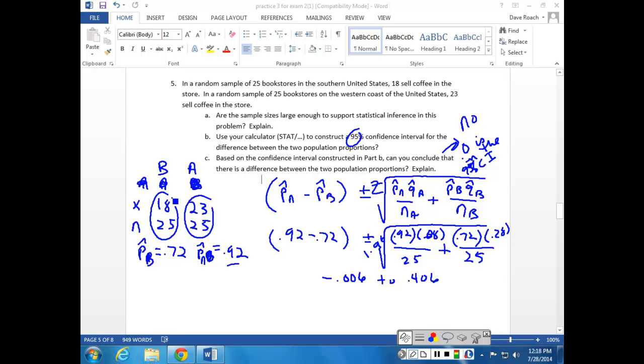And the proportion ones are quite nice on your calculator. You just put X, N for the one and then your, in this case, confidence level. But it's option B on your calculator, stat test. Make sure on the confidence intervals that you go down to the intervals.